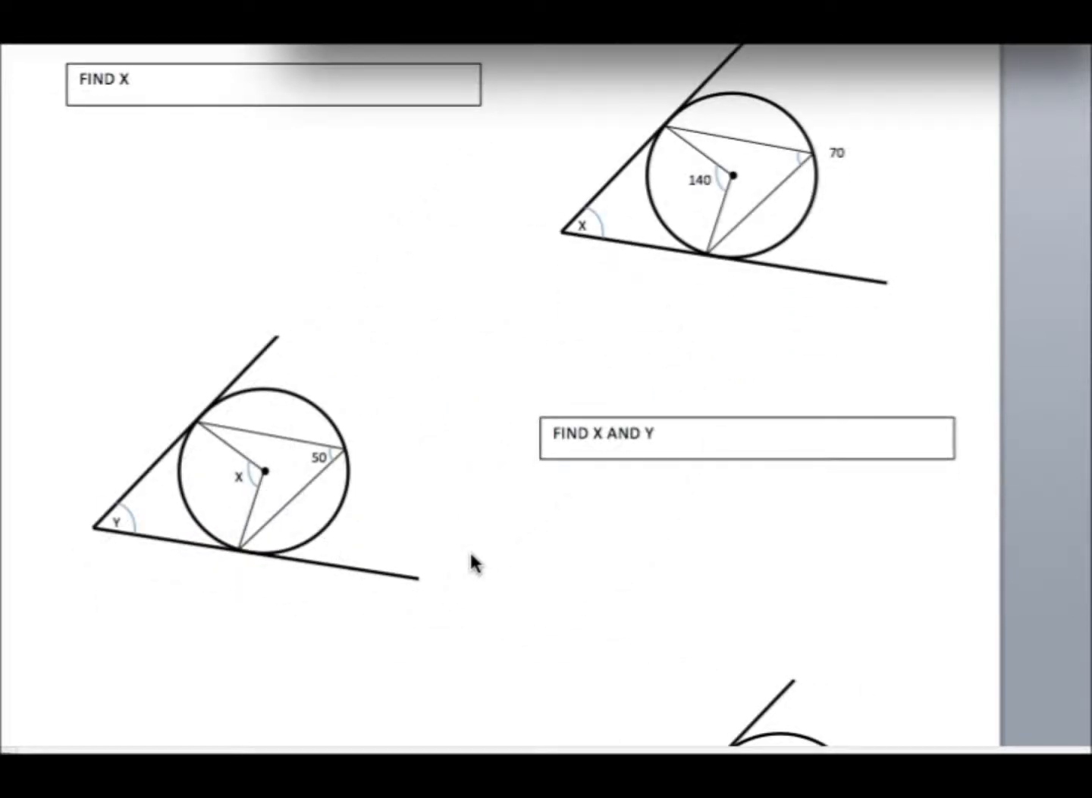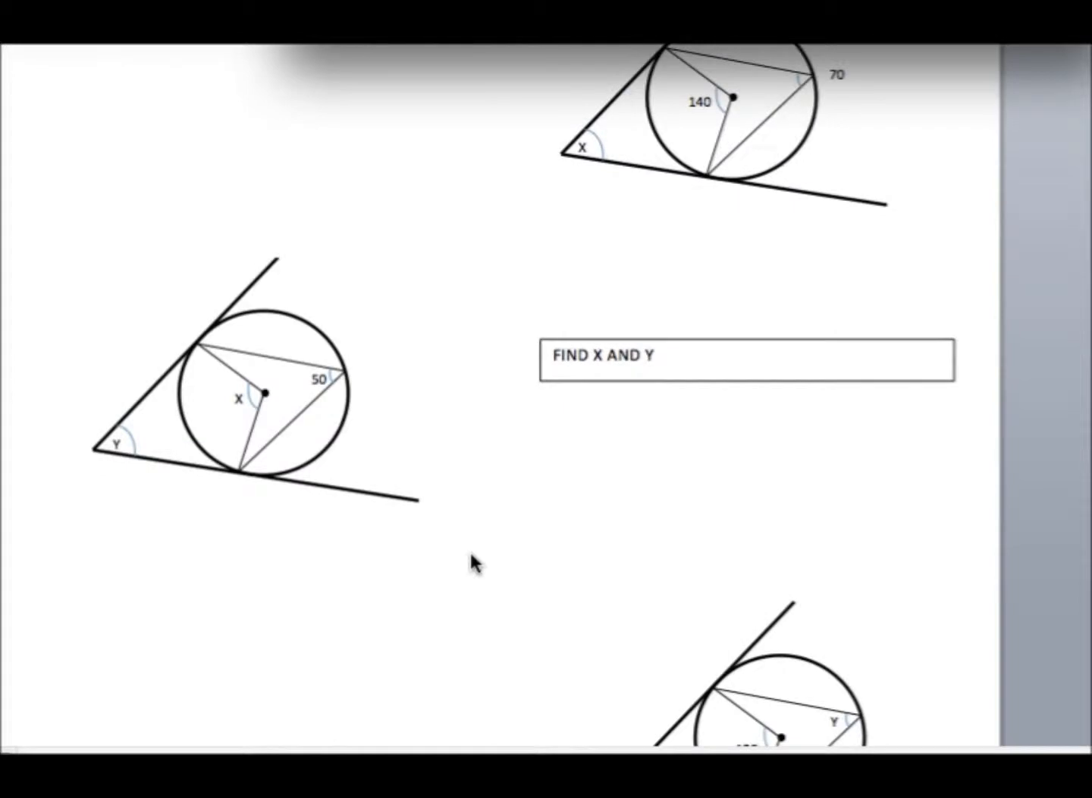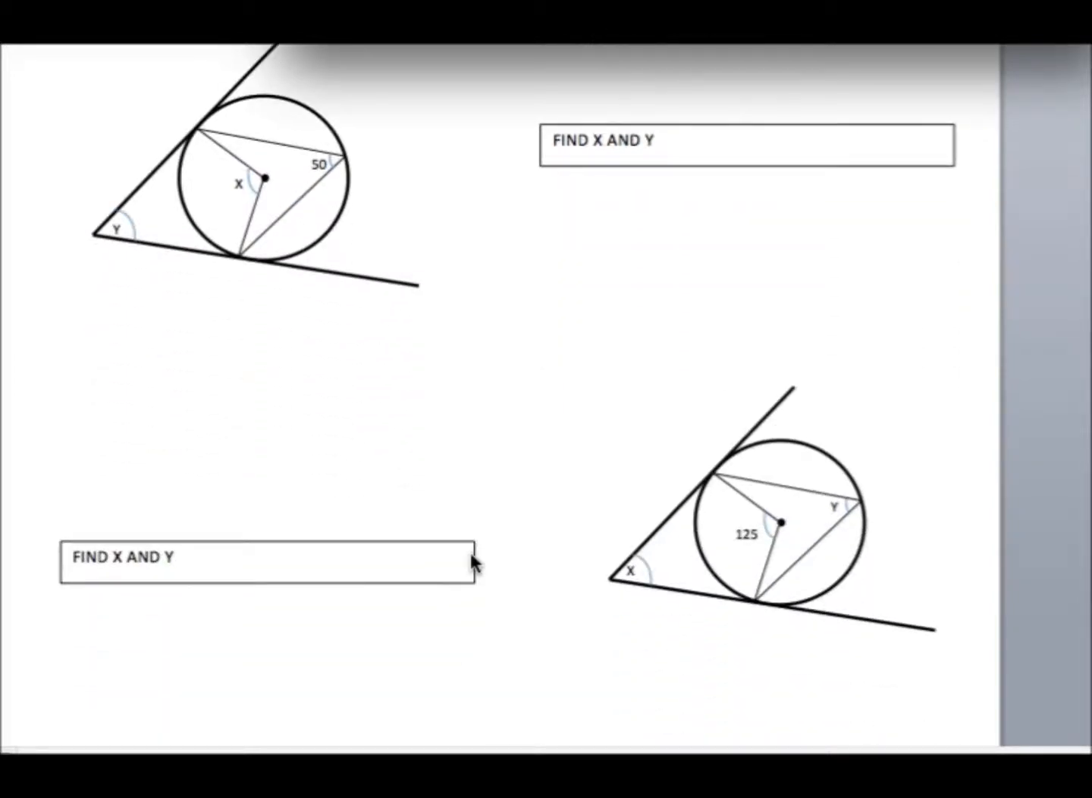I want you to find x and y for each of these exercises right here on your phone. You will have about 30 seconds.